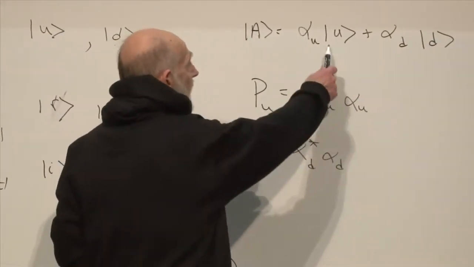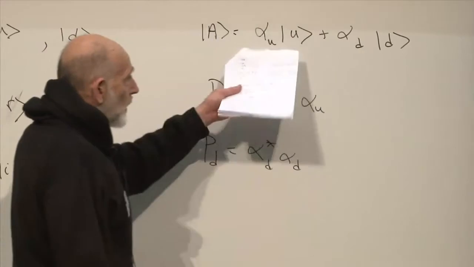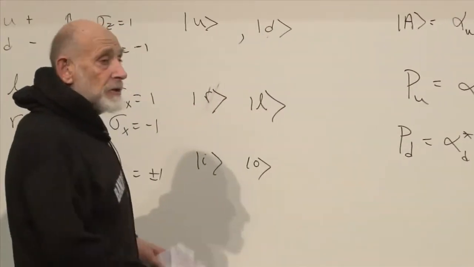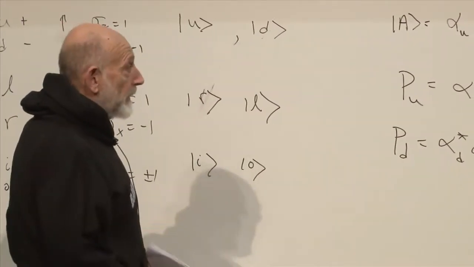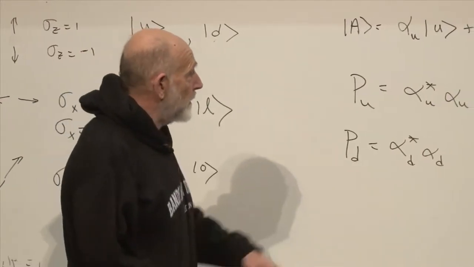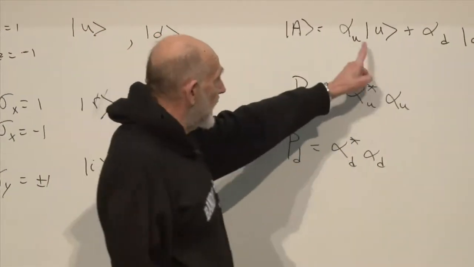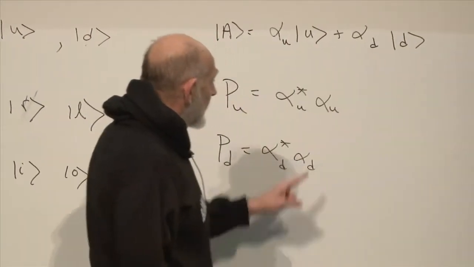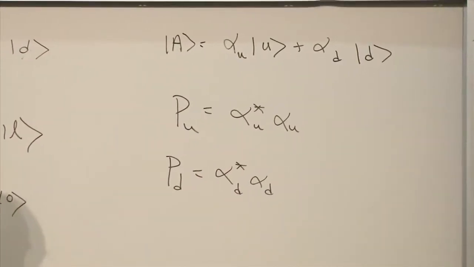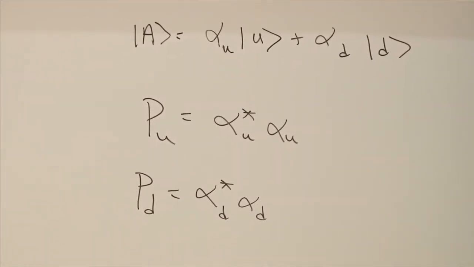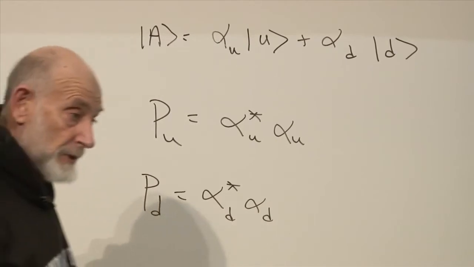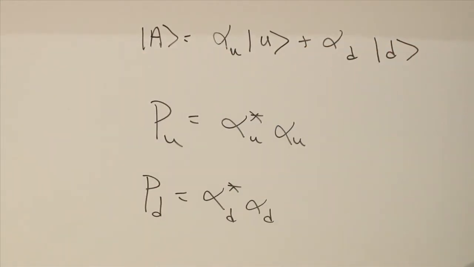What if we have a combination of up and down with some coefficients? Then there's a probability to be up and a probability to be down, and the probabilities are given by alpha star alpha up and alpha star alpha down. Again, that's a postulate, but we'll see in a moment what that corresponds to.